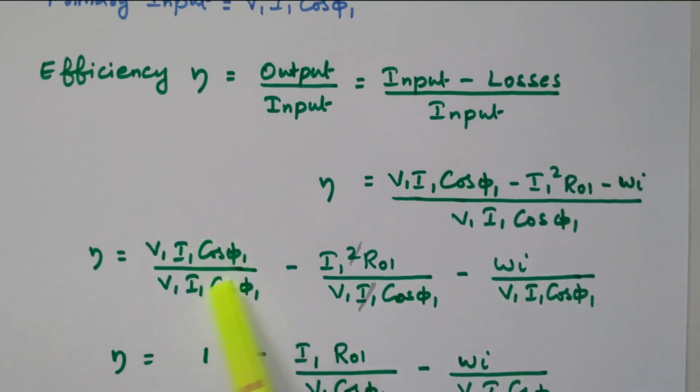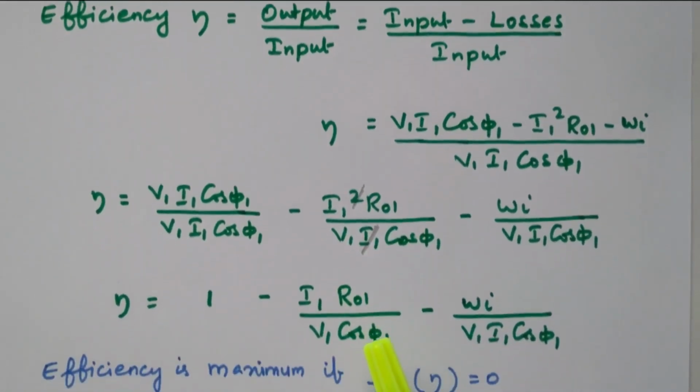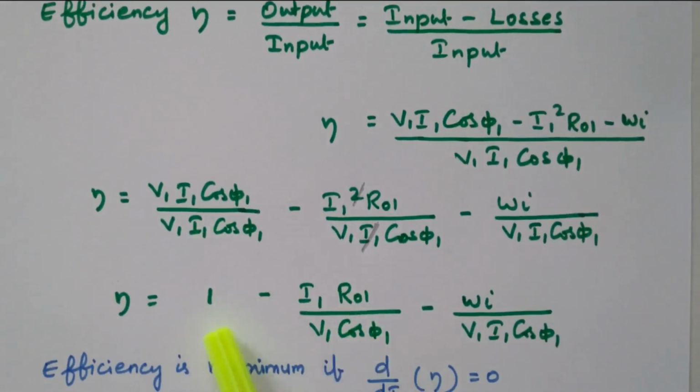So this term got cancelled and becomes 1. Here there is I1 square in the numerator and I1 in the denominator, so one parameter got cancelled. So we get I1 R01 divided by V1 cos phi1, minus Wi divided by V1 I1 cos phi1. So this is the split term. After simplification we got this value.